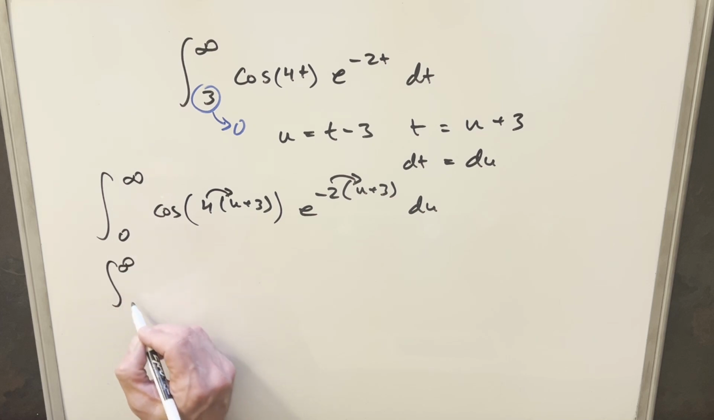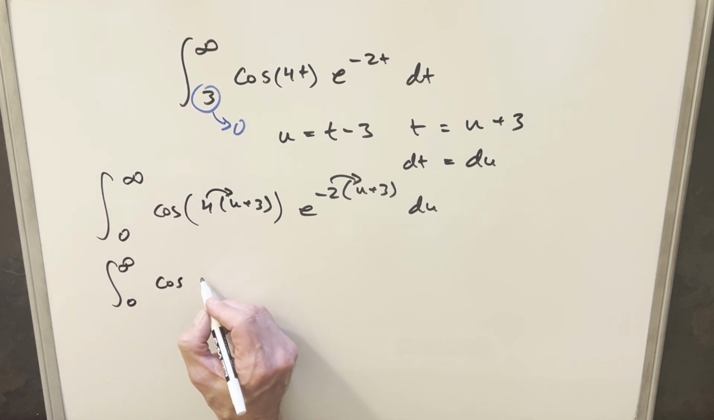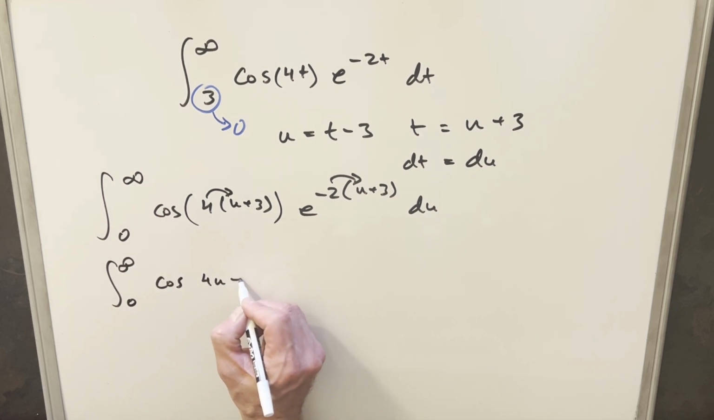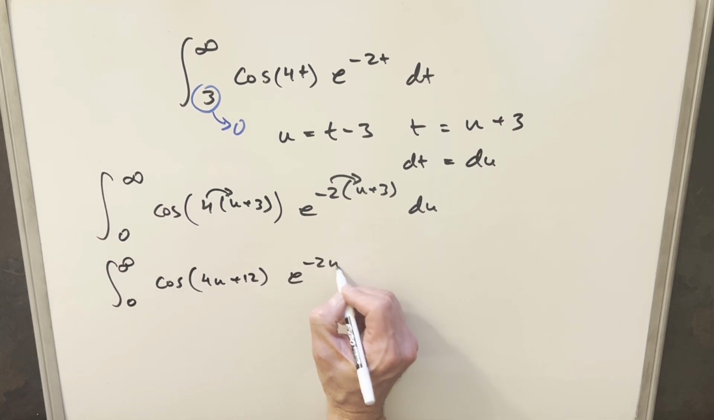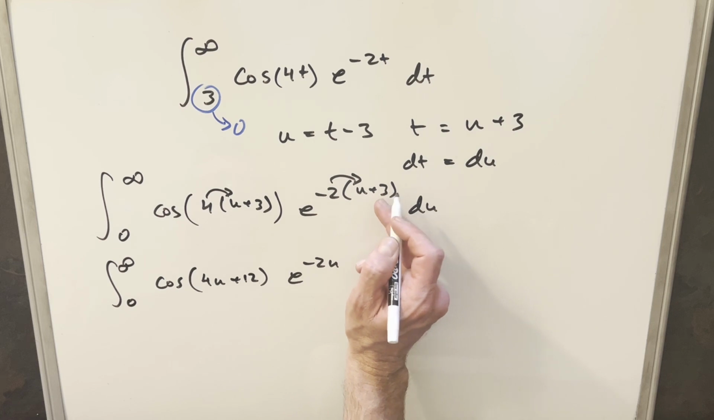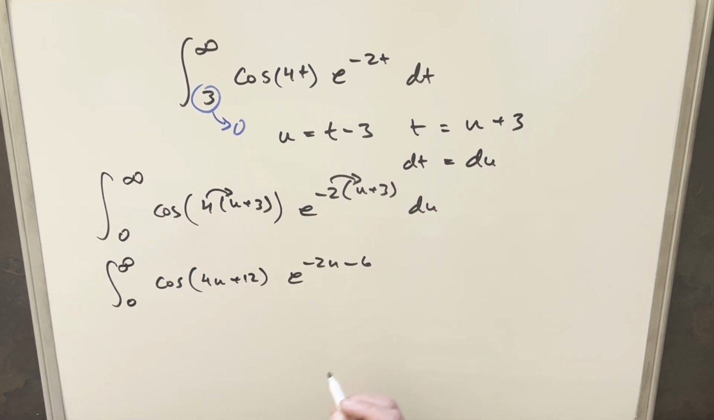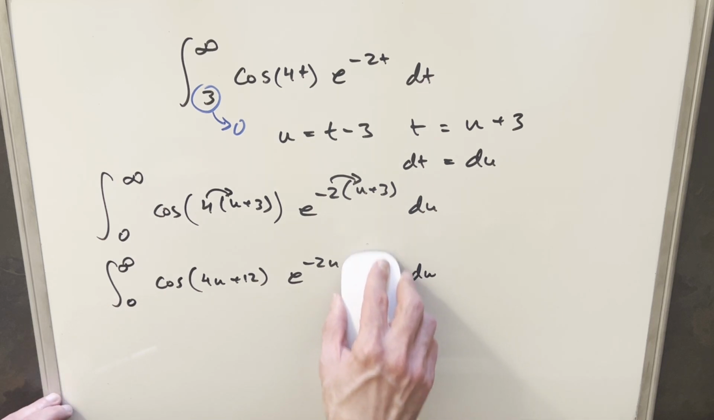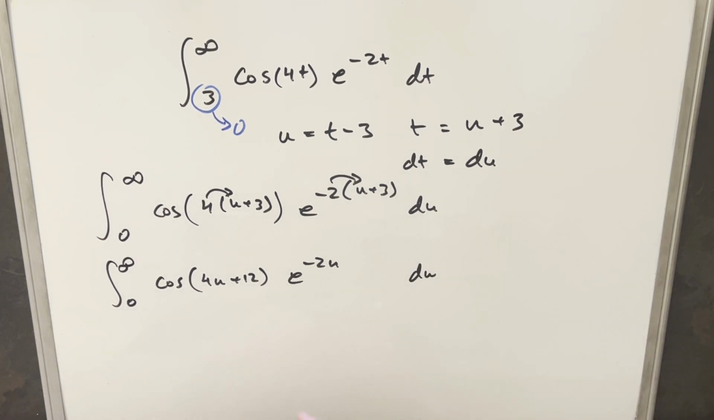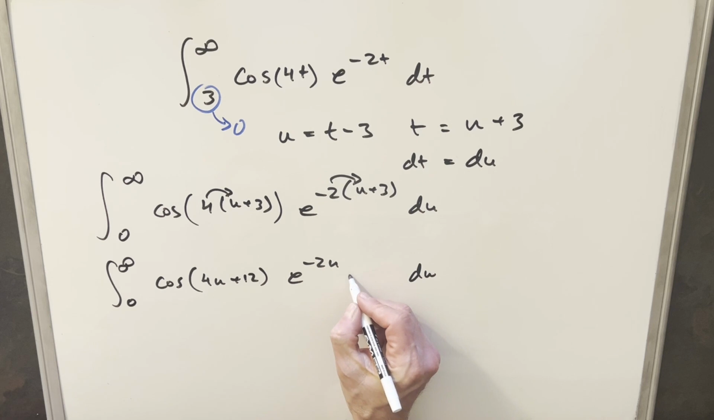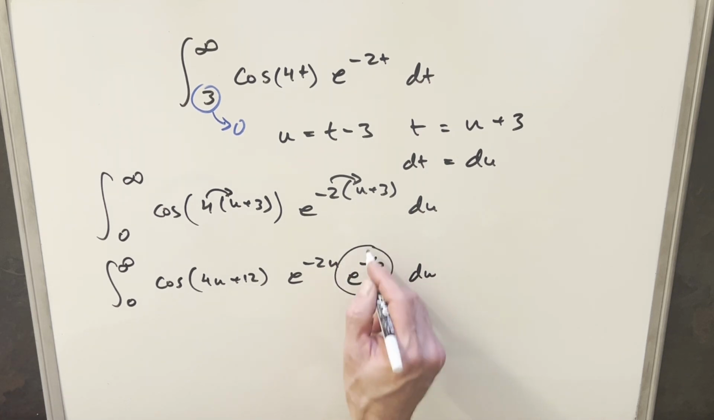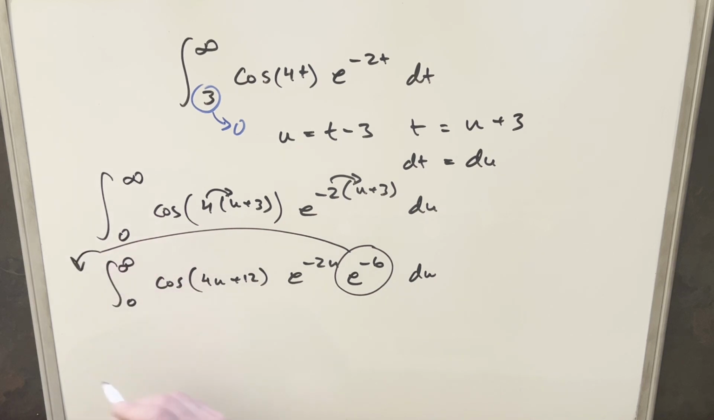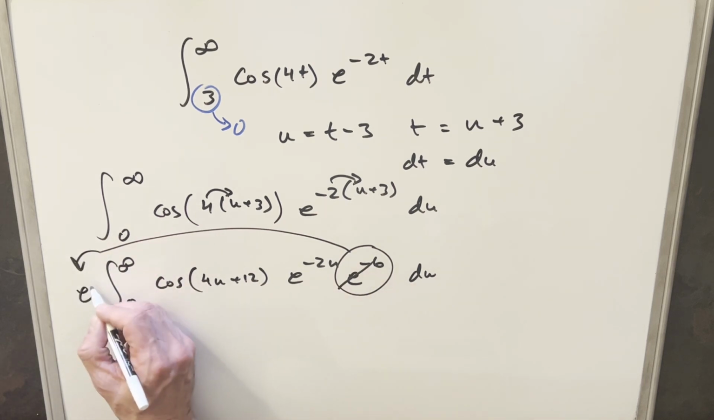Doing that, this here will become cosine of 4u plus 12. And then here, this is going to become e to the minus 2u, distributing minus 2 times plus 3, which gives me minus 6. But what I really want to do with this minus 6 is break it off separately. Addition and subtraction in the exponent can be written as multiplication, so I can write this as e to the minus 6 here. But now this is just a constant value, so let's bring it out in front of the integral and make it go away that way.